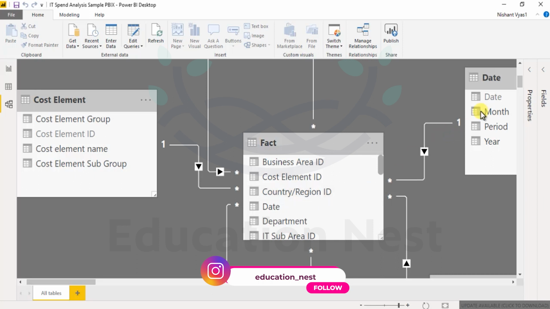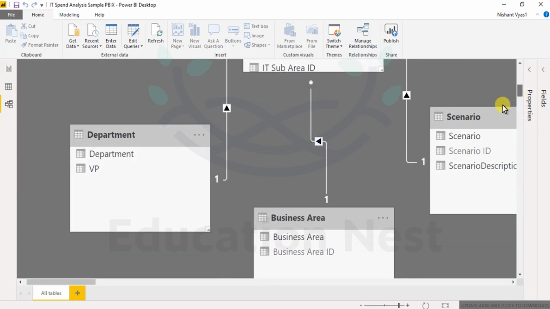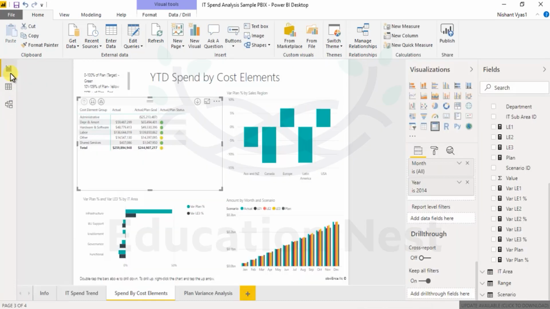So you would see date flowing in from the date dimension, cost elements coming from the cost dimension, country and IT area coming from their own masters, department and VP coming as a master, business area coming as a master, scenario coming as a master. So these are individual areas, and these fact tables are more like transaction tables which make use of all the data around them to make sense of the transactions. Then amount by month scenario. So LE1, LE2, LE3 are different plans, and this is the actuals.